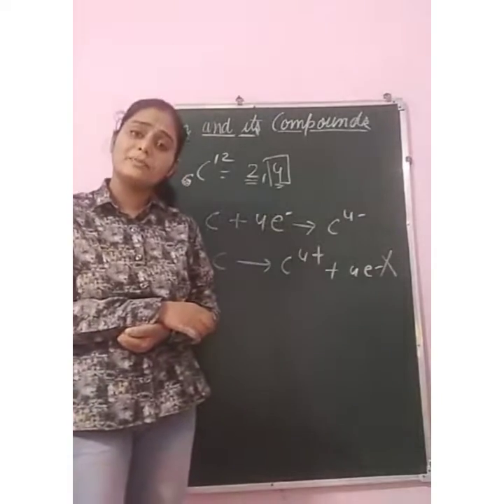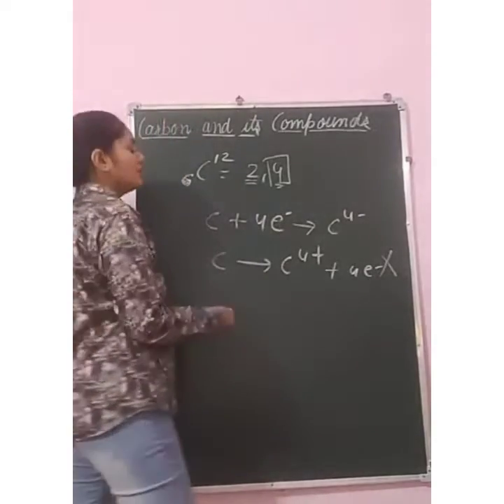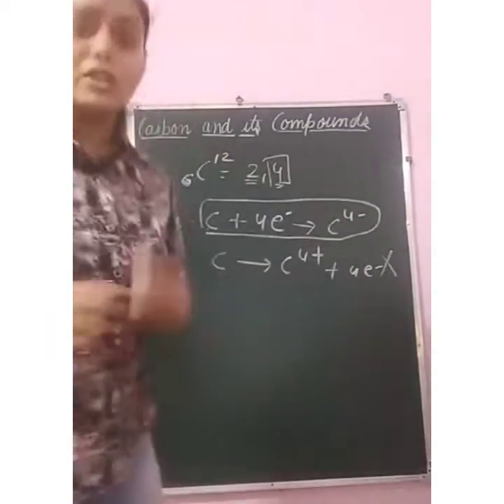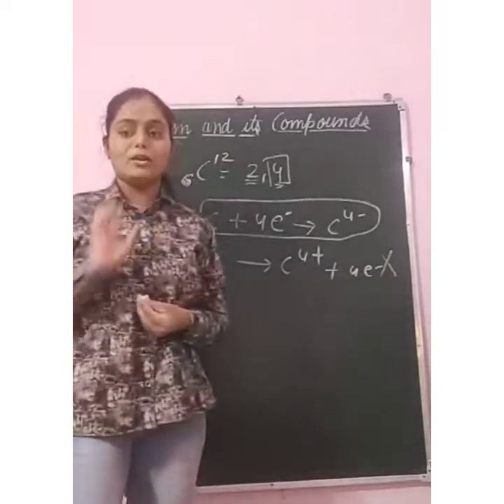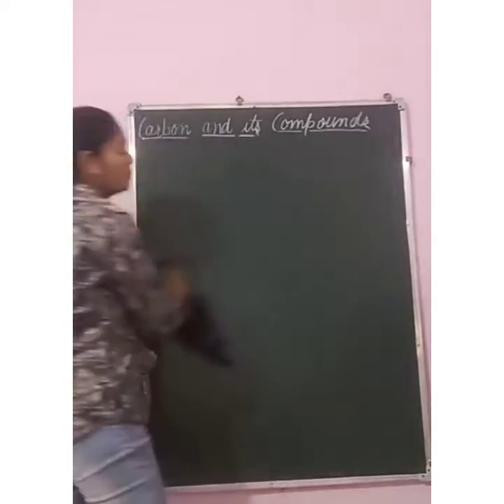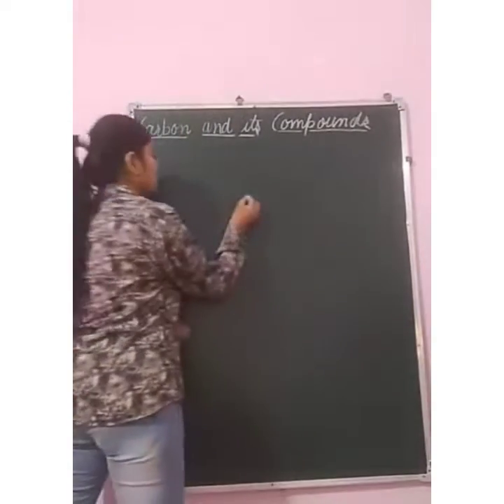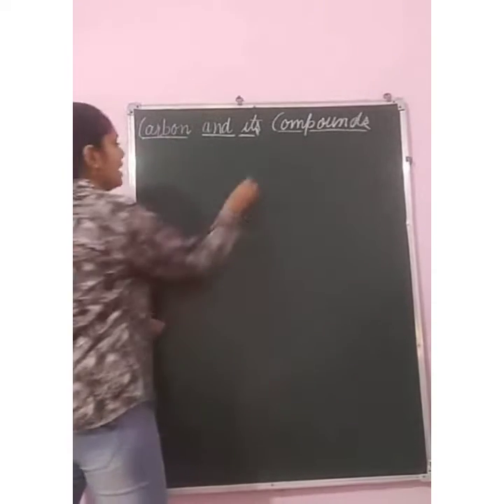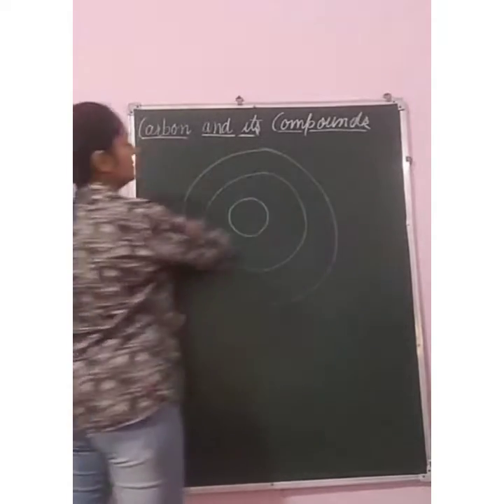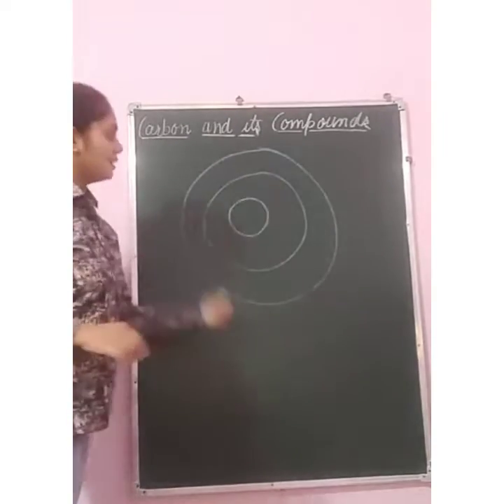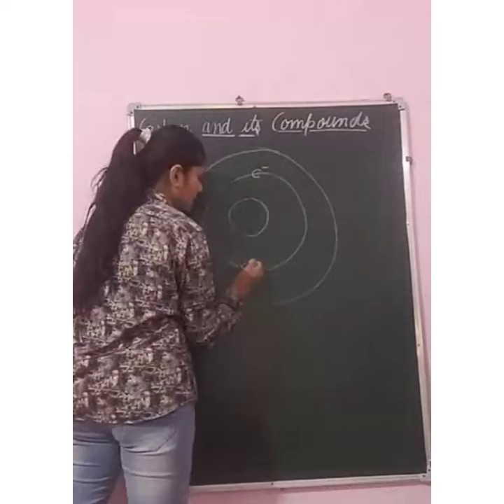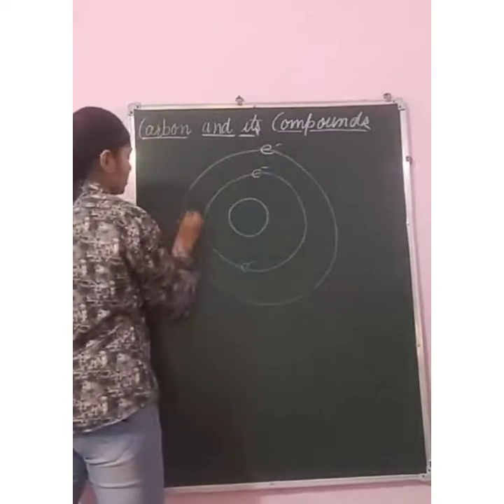Now the carbon will say that, okay, don't test, I can gain the electrons. But here the problem arises. We all know the Bohr's atomic model of carbon, so let's draw it. According to the Bohr's atomic model, the protons and neutrons are present in the nucleus and the electrons revolve around the nucleus. This one is the nucleus and these are the shells of the electrons. Here there will be 2 electrons in the first shell and 4 electrons in the outermost shell.